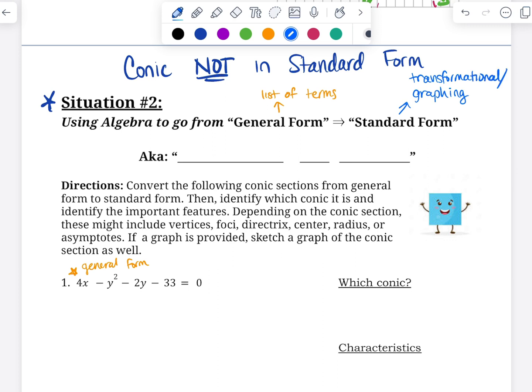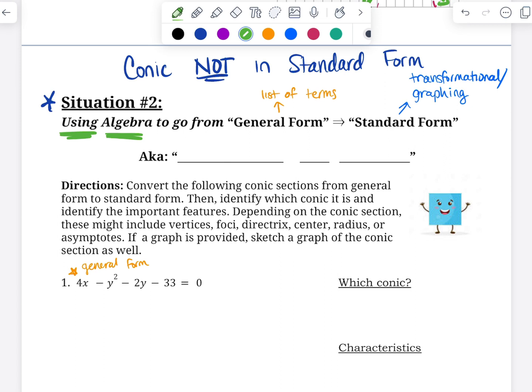Basically, it's the nicer one. It's the one that's easier to use. It's the one we want it to be in, but it's not. So how are we going to fix that? You are going to use algebra. You've learned so much algebra. How do you not have an algebra skill to handle this?